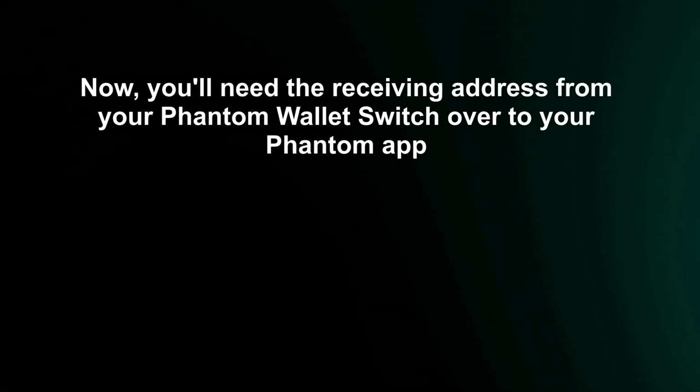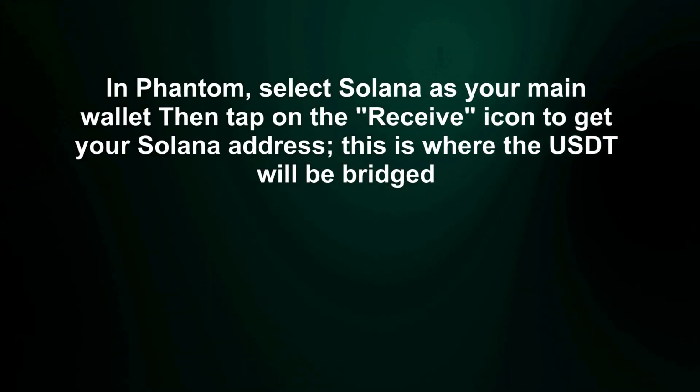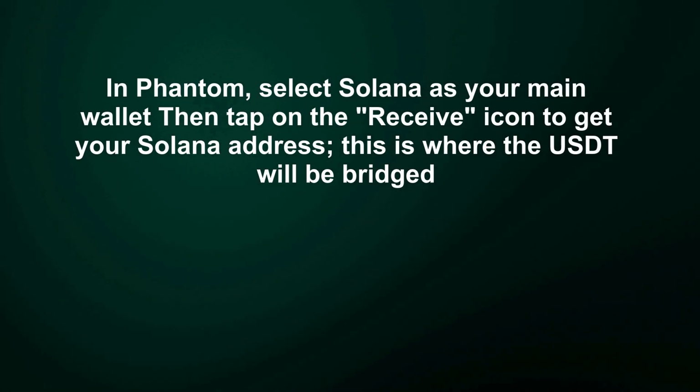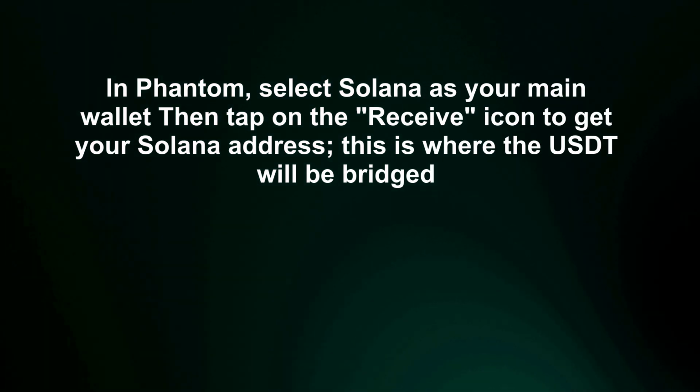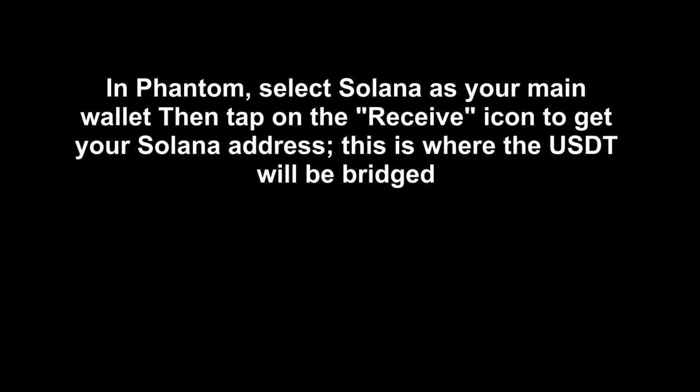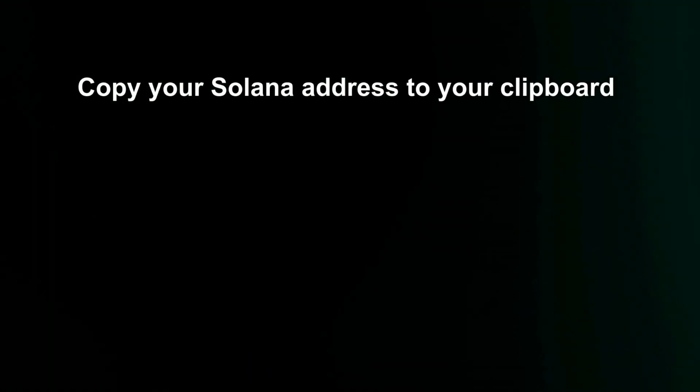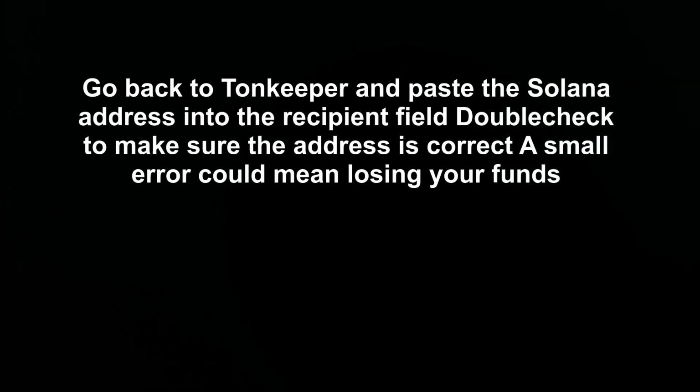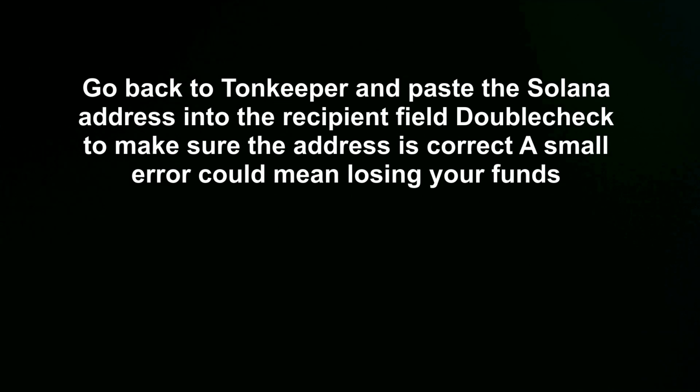Switch over to your Phantom app. In Phantom, select Solana as your main wallet, then tap on the receive icon to get your Solana address. This is where the USDT will be bridged. Copy your Solana address to your clipboard. Go back to Tonkeeper and paste the Solana address into the recipient field.